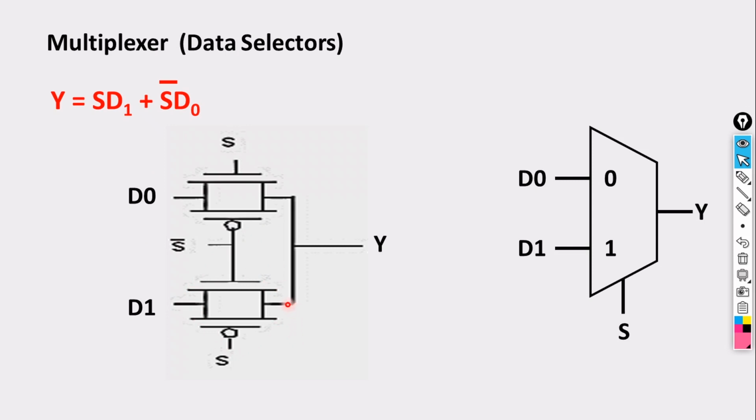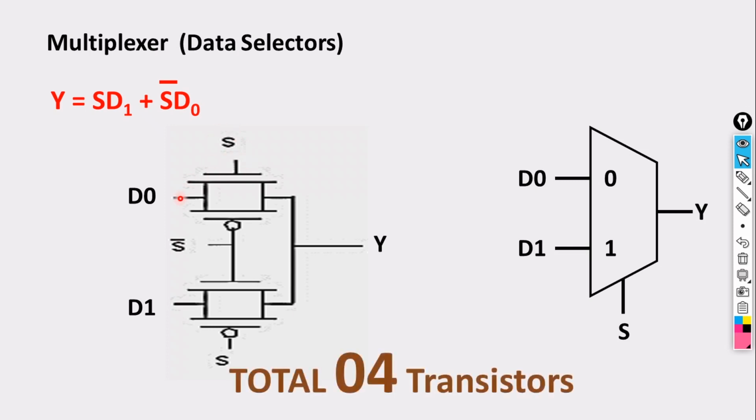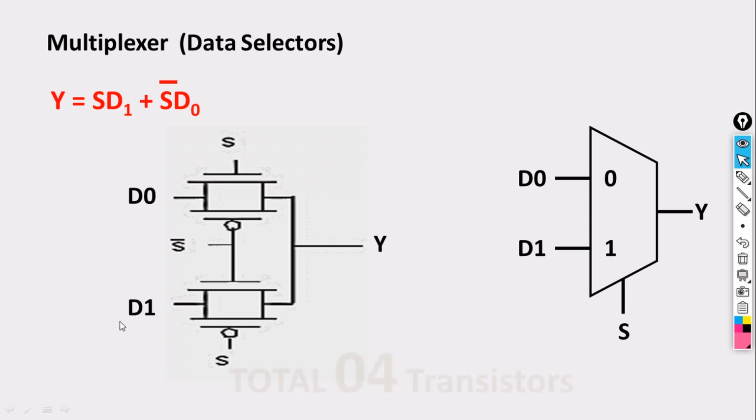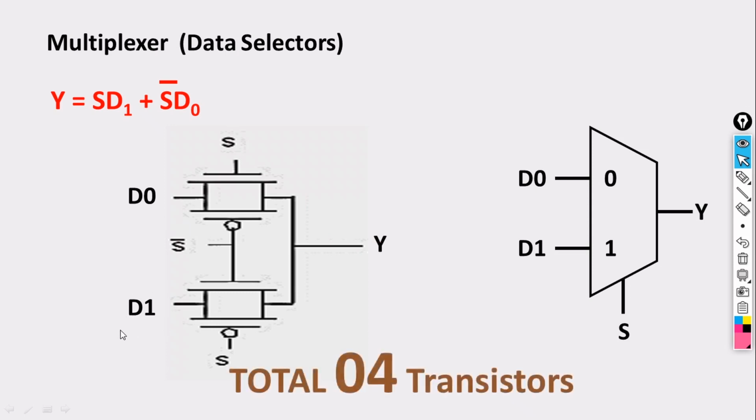Now based on the input, our D0 and D1 lines are going to be selected. Let us take S as 0. S is 0 in the sense this is going to be 1, so this particular transistor is going to be off, and this one is also off. Based on S, this particular switch is going to be selected, so my Y is going to be D0. In a similar way, my D1 is going to be selected whenever my S is 1.